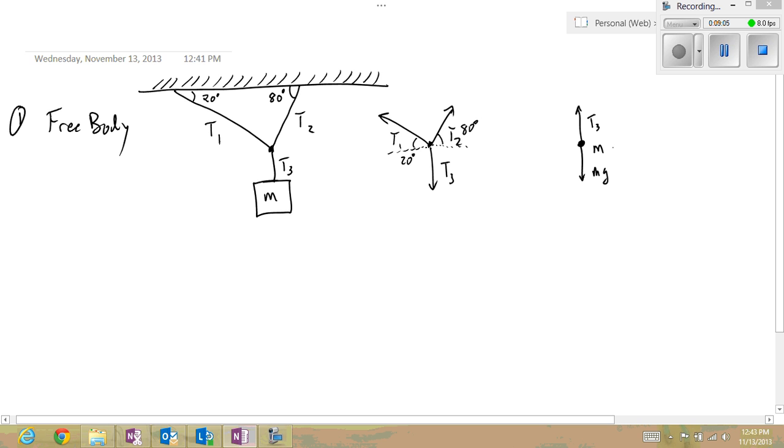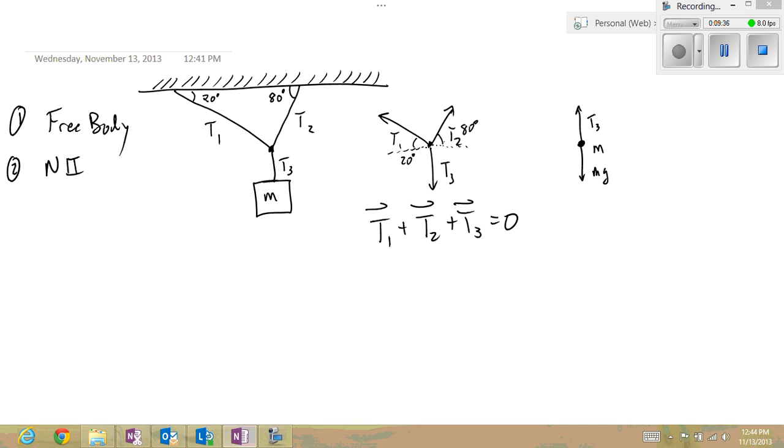I can now write down the equations for motion, or Newton's laws. So I do Newton 2, sum of the forces. The sum of the forces on that dot has to equal 0 because there's no mass there. So T1 vector plus T2 vector plus T3 vector has to add up to 0. Now, these no longer point in one direction, so I'm going to have to deal with adding the vectors. And we know that adding vectors requires components. So I'm going to have to break these into components.